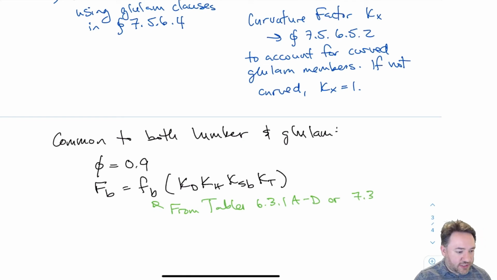Okay, and then there are some parameters that are common to both equations, which are the usual suspects. We have phi, which is our strength reduction factor accounting for material properties, and we have a capital FB, which is just the same as every capital F we've seen before, which is just a small FB, our material strength that we get from the tables, 6.3.1 A through D, or 7.3 for Glulam, and all our usual strength modification factors, KD, KH, KS, KT, which I'm sure you're getting used to saying now after doing this so many times.